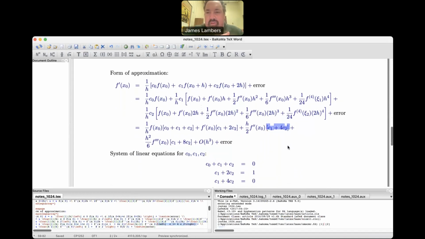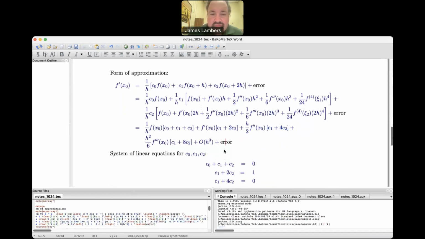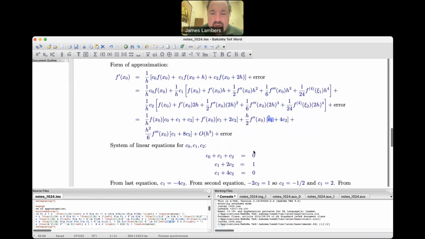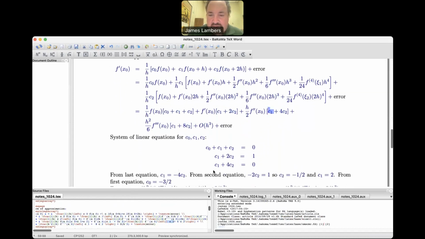I only have 3 unknowns, c0, c1, c2. So I can only prescribe 3 equations for them that I can solve to get a unique solution for c0, c1, and c2. So I'd like for this to be 0 also, but I can't expect it to be. I can only get 3 equations from getting these to be equal to what I want. So I go ahead and carry out the algebra and solve for c0, c1, and c2. So c0 is minus 3 halves, c1 is minus 1 half, and c2 is equal to 2.